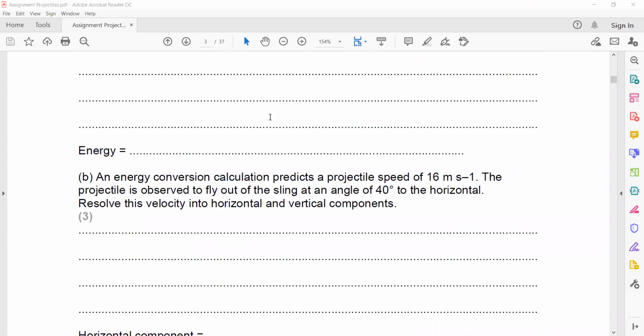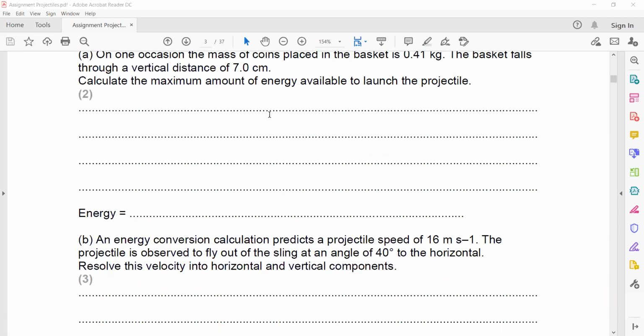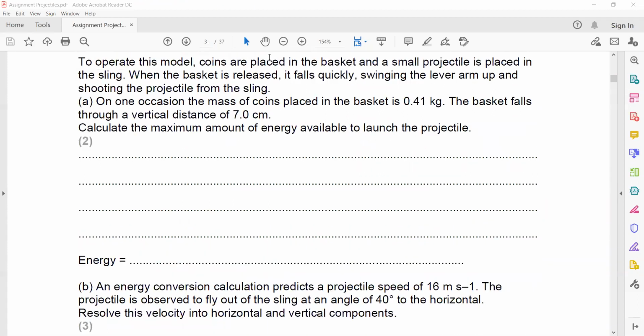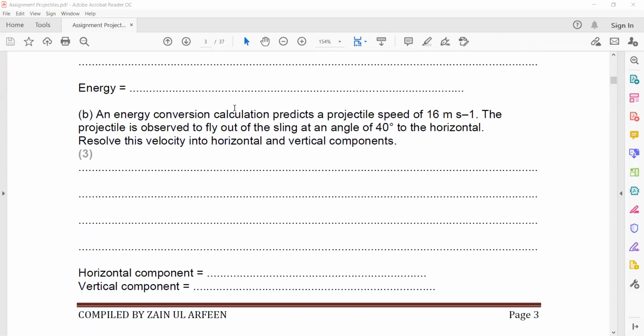In the question, the first part is actually related to energy. That's why I skipped it. But you can also solve it: the mass is given and the height is in centimeters, which you can convert into meters. So it will have a potential energy, and you can use potential energy equals mgh. Then the energy conversion calculation predicts that the projectile speed is 16 meters per second.